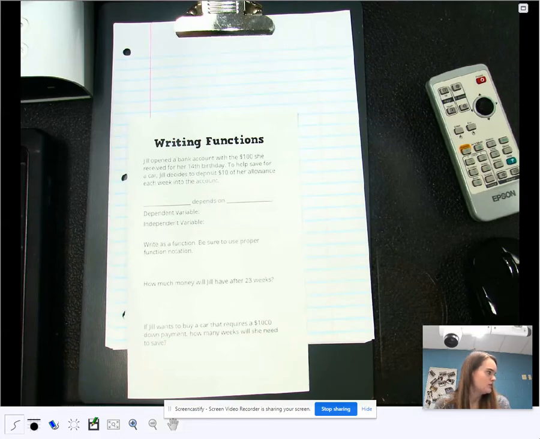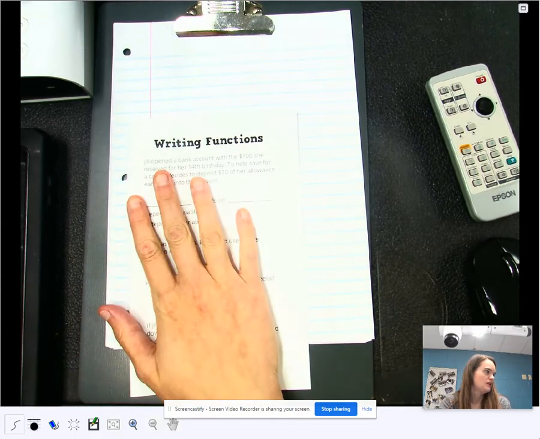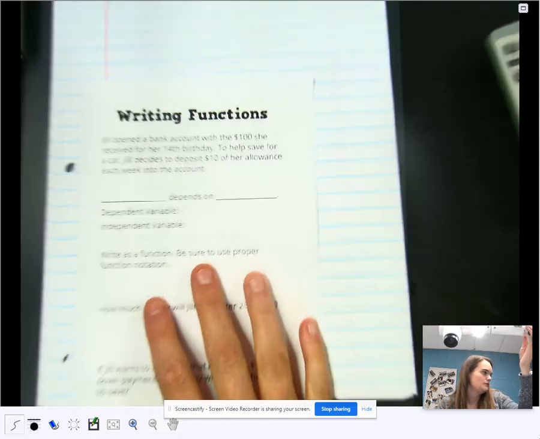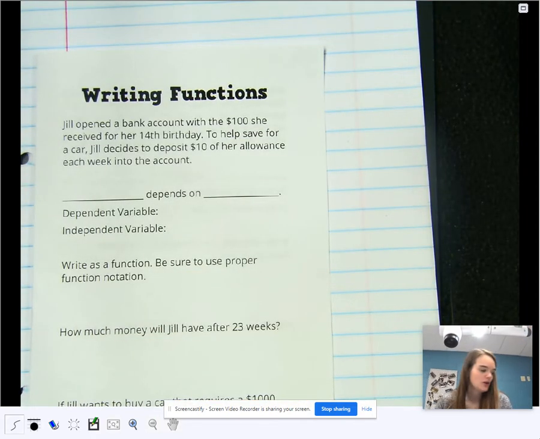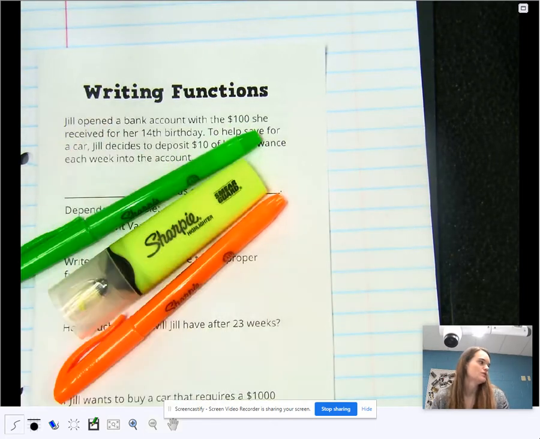Alright guys, today we are going to work on the last part of 3.3, modeling with functions. You're going to need out some highlighters. You will need a green, an orange, and a yellow.